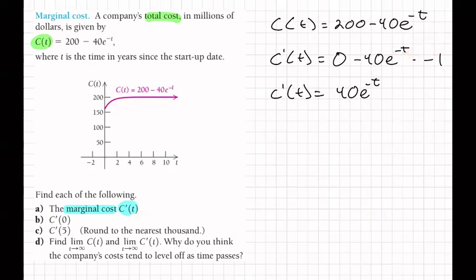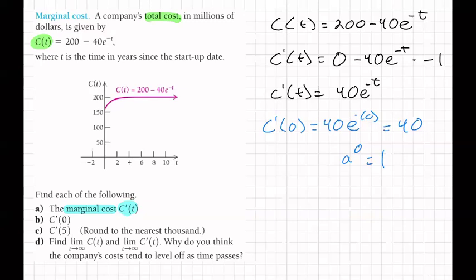Now, with that said, the next thing they wanted me to do is find the marginal cost when the year is 0, when they first started up. So if we take the function we just found and plug in 0, well, that's just going to equal 40 because anything to the 0 equals 1. Doesn't matter the base, right? So e to the 0 is 1, so 40 times 1 is just 40.